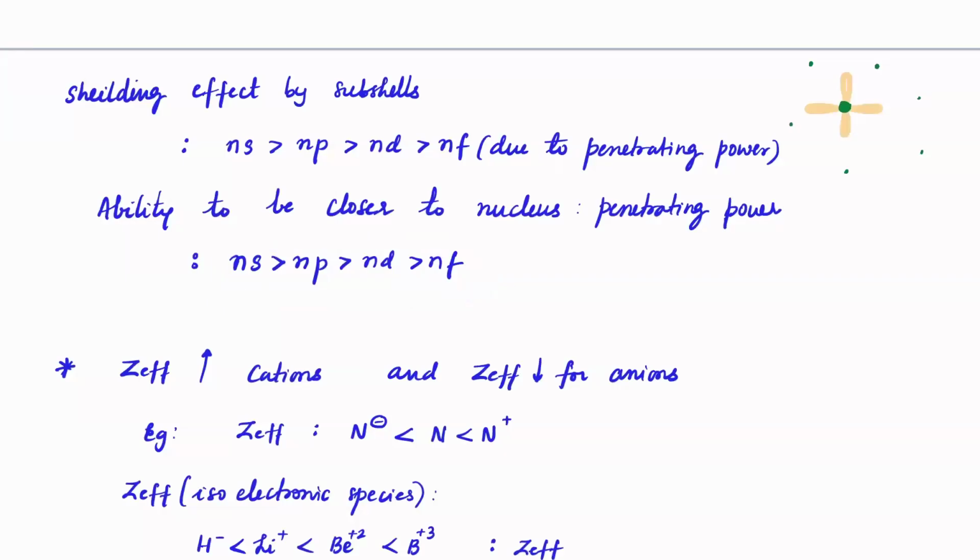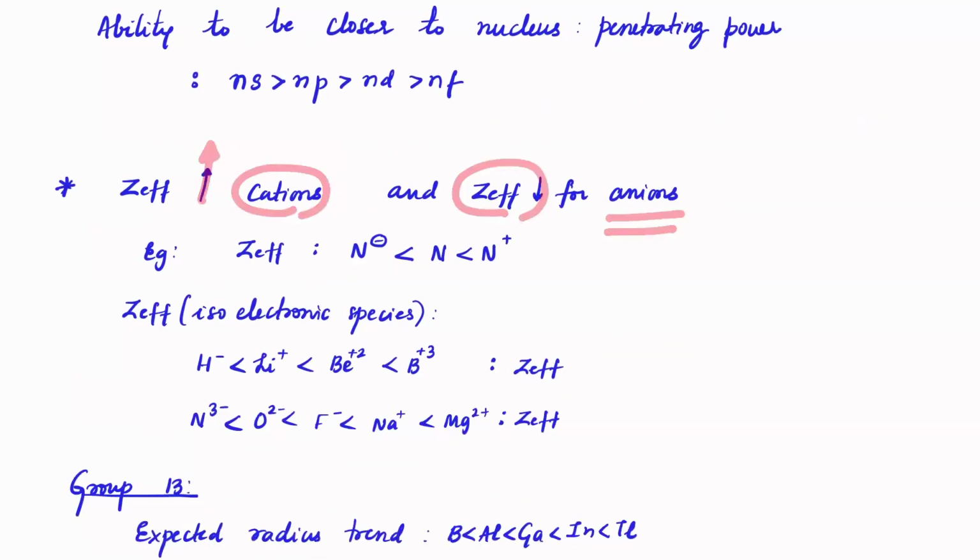Okay. And next, see, if the Z effective increases cation and Z effective for the anion, Z effective always increases for cations, Z effective decreases for anions. And this I told you already. So if the Z effective considered, N plus will have N is any element N, okay?